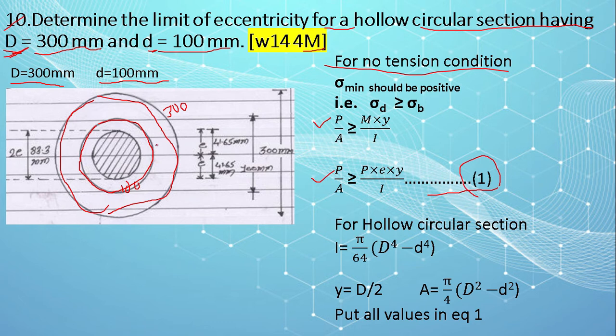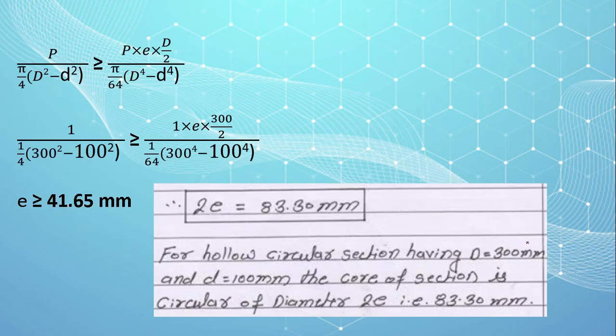Now for a hollow circular section, the formula for moment of inertia is pi by 64 times capital D raised to 4 minus small d raised to 4. And for a hollow circular section, extreme fiber distance y is equal to capital D by 2 and area is equal to pi by 4 times capital D square minus small d square. So put all these values in this equation.